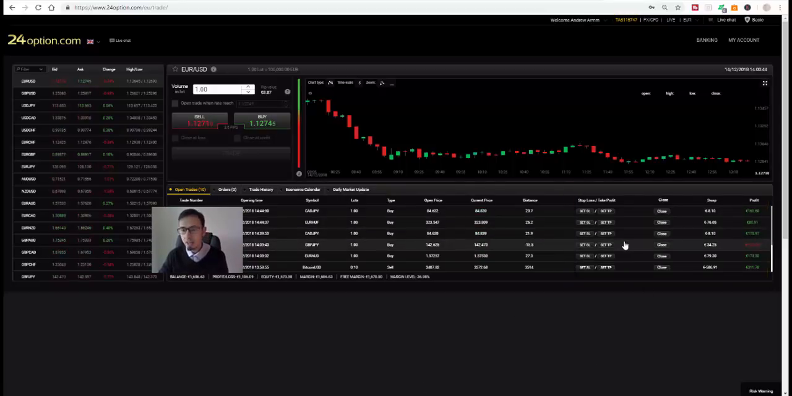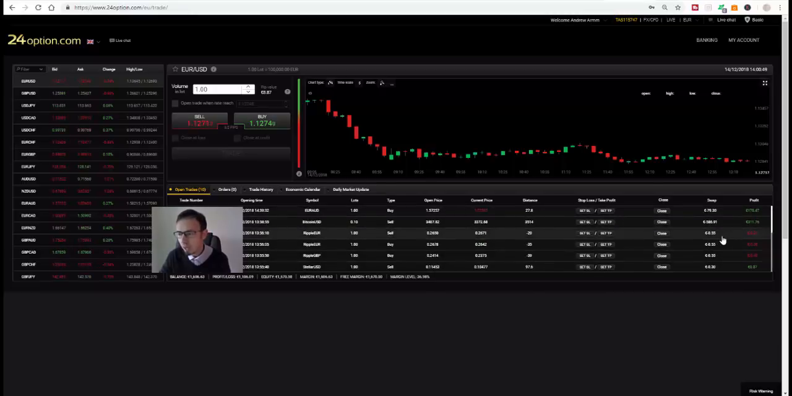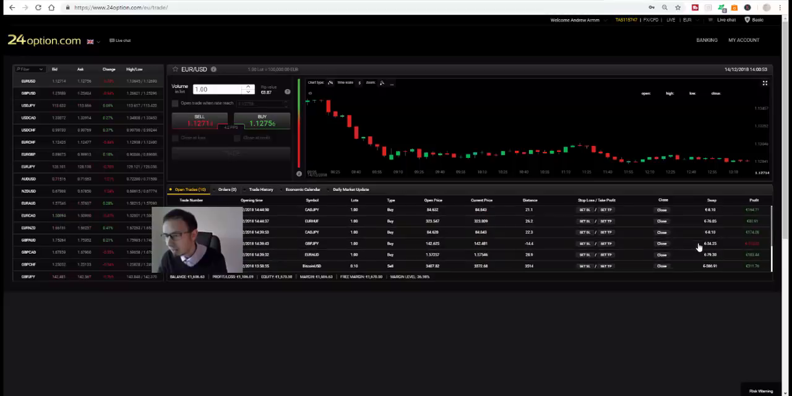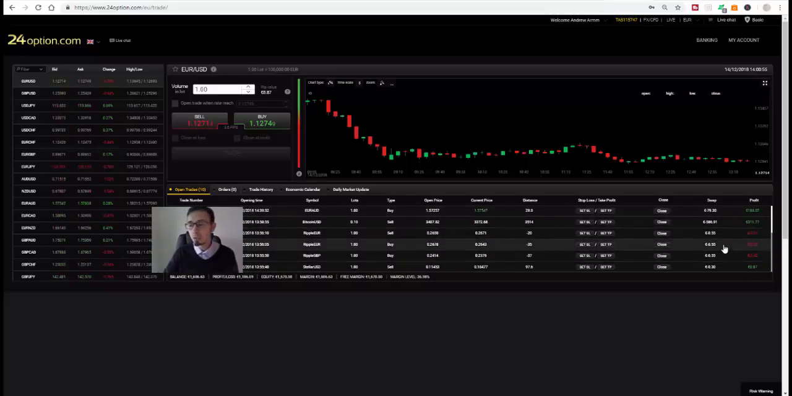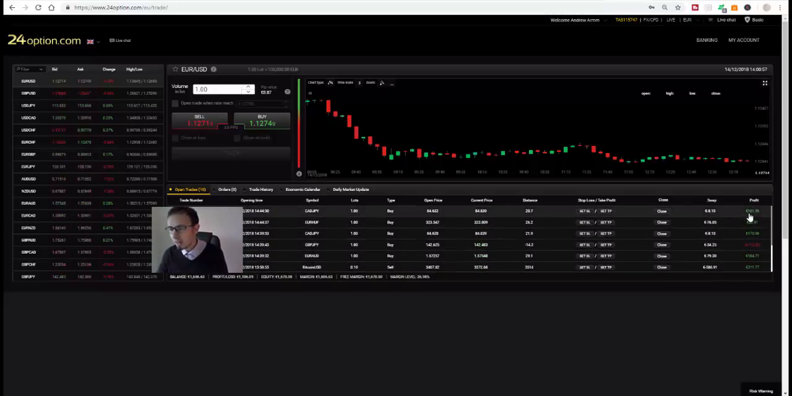So first of all, as you can see right here, these are my trades that are still running. I have 10 trades open, and as you can see there are a couple of reds, but I'm going to explain that. The green ones are in profit, and these trades are still running live in front of your eyes, generating profits and losses live.